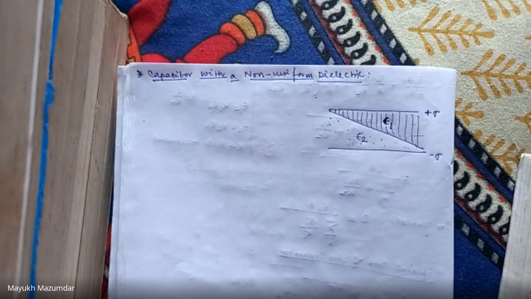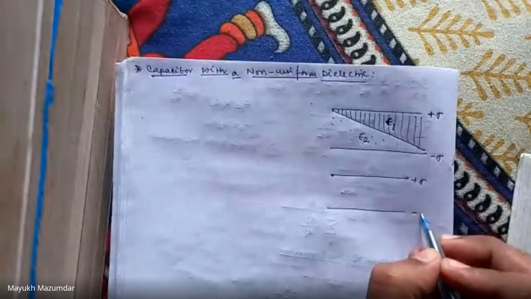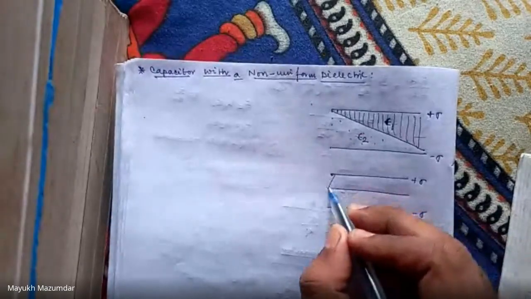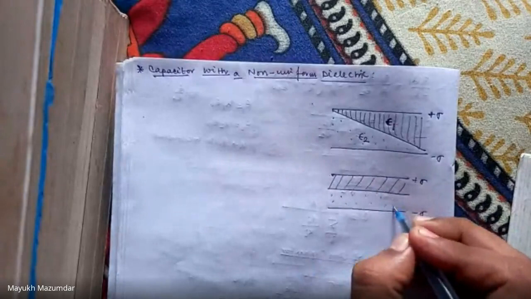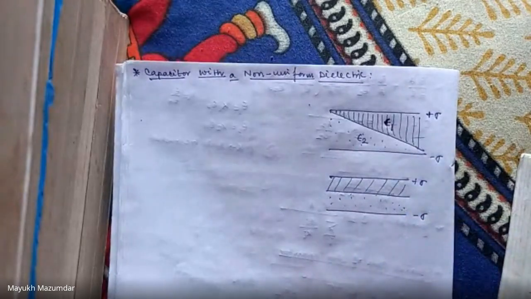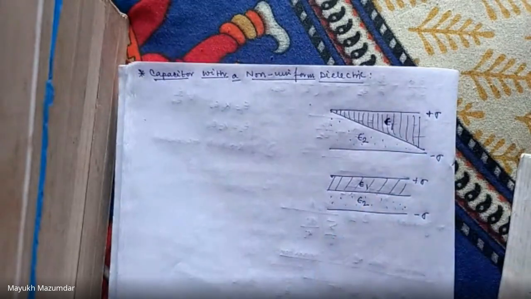Is it clear? Uniform distribution means like this, just the things that we were studying previously. This is like one, this is another one. This is uniform distribution of dielectric. But here it is not uniform.